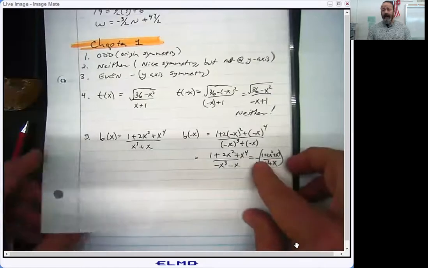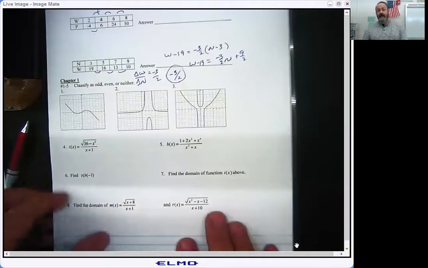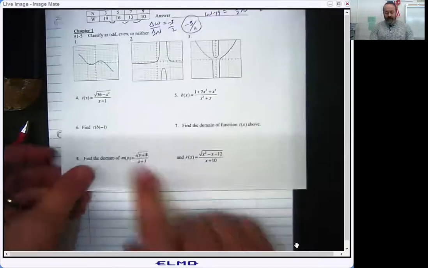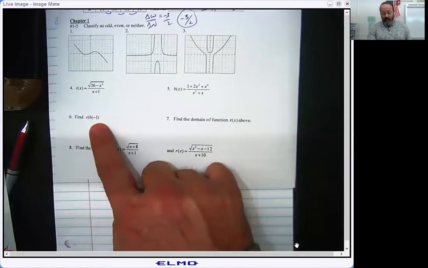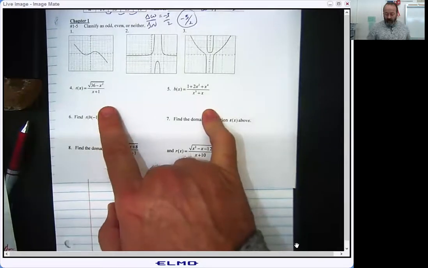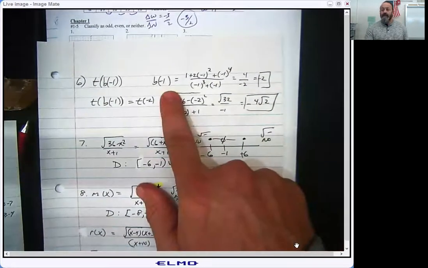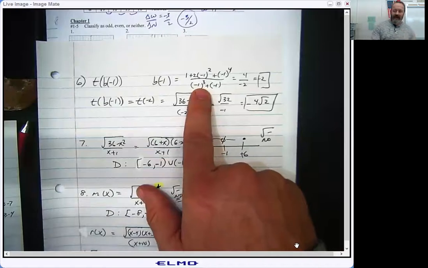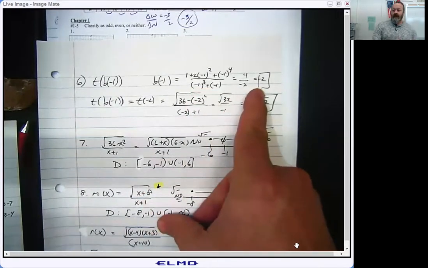So that's number 5. Now when we went on to number 6, it asks us to find t of b of negative 1. So when we do t of b of negative 1, that literally says let's plug negative 1 into b, and then get that answer and plug that answer into t. So I did that over here. First thing I did is I figured out what b of negative 1 is. And honestly, I showed you the long, hard way. But if you have a calculator, you could let it do some of the work for you. And so I got negative 2.